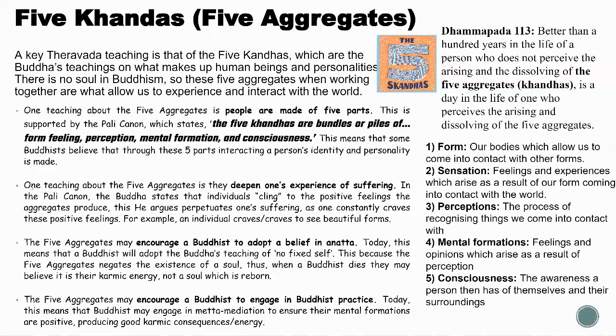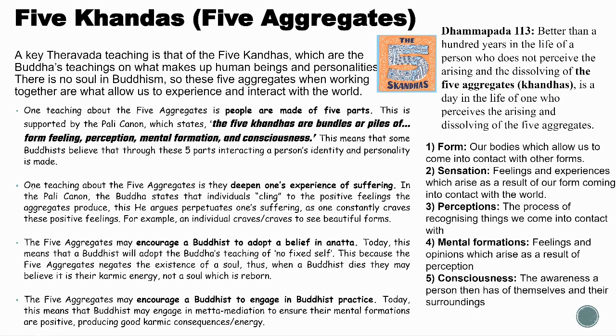So what are the 5 aggregates, or the 5 khandhas? Well, these are what the Buddha's positive teachings are on what makes up a human being and what you are, your personality. So there is this belief in anatta, or no self or soul, in Buddhism. So these 5 aggregates then are what is a person. This is what works together to allow us to experience and interact with the world.